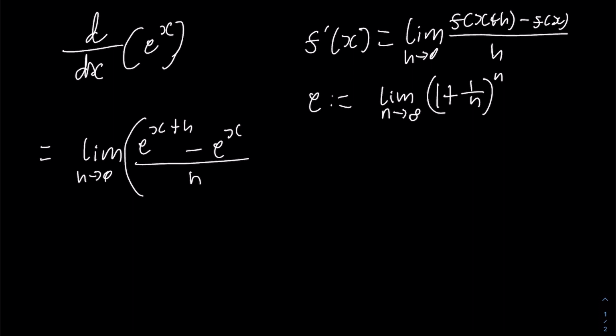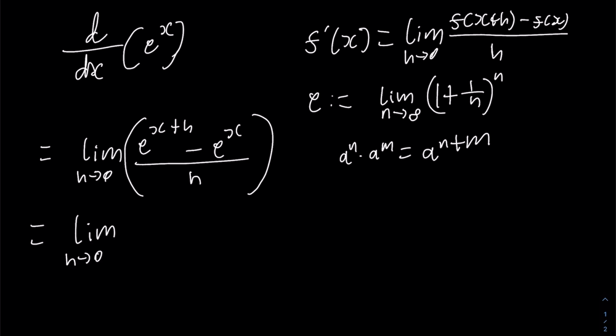and that's all over h. Now, as part of a very basic index law, when we have a to the power of n multiplied by a to the power of m, that's equal to a to the power of n plus m. So we can use the reverse of this idea to break down this exponential. Now we have the limit as h goes to 0 of a product of e to the x and e to the h, because if we add the exponents we get exactly what we have here. Then we have minus f of x, e to the x, all over h.